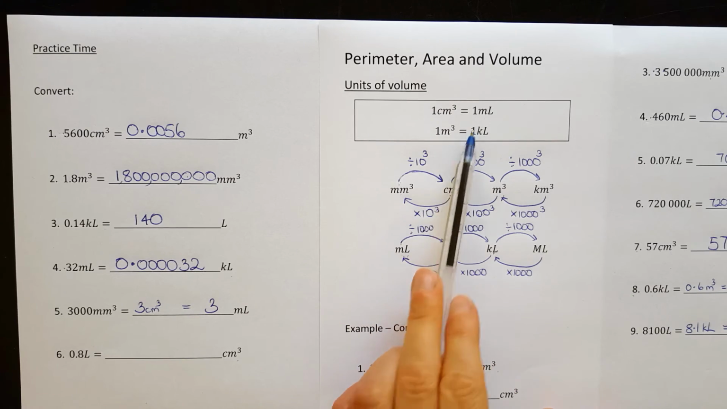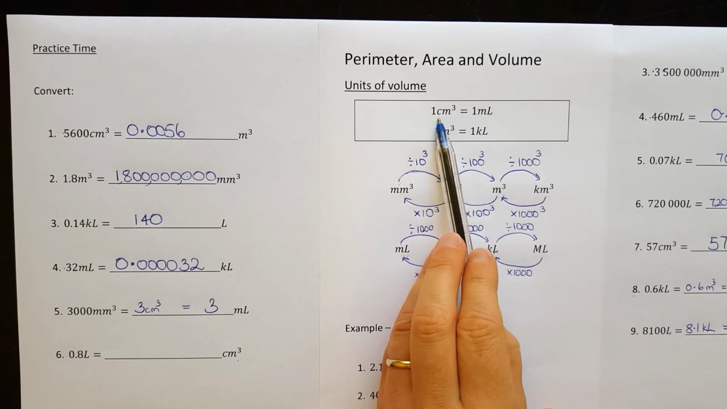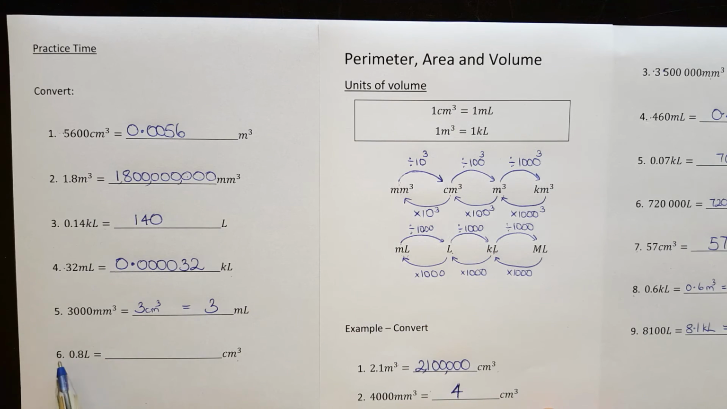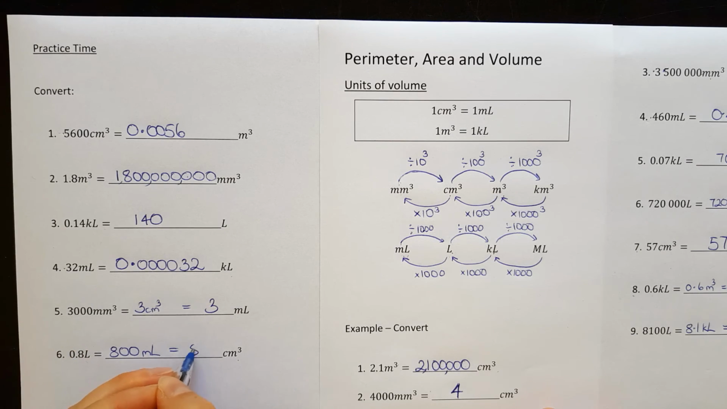Question 6, 0.8 litres, we want to convert to centimetres cubed. Litres don't convert easily here, but millilitres do convert to centimetres cubed. So let's first of all change this into millilitres. So litres to millilitres, times by 1,000, 3 zeros, so 1 over the 8, 2, 3 millilitres, and millilitres are exactly the same as centimetres cubed. So it's 800 centimeters cubed.